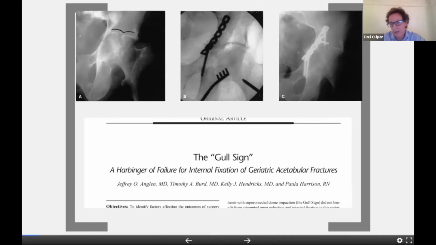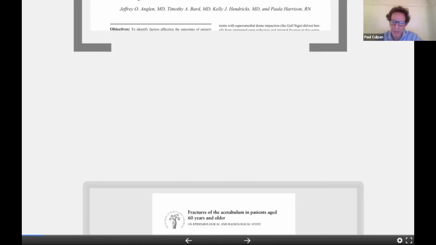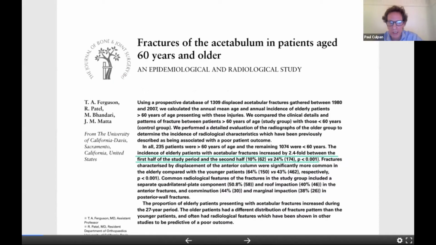It was Anglin about 20 odd years ago who described the gull sign. The gull sign is quite a classic finding in the osteoporotic fracture. What it represents is the femoral head being pulled medially, and it's the deformity that involves the anterior column. Anglin described it as a harbinger of failure and doom. In his series, this universally resulted in a very poor outcome, and it isn't something you see in younger patients.